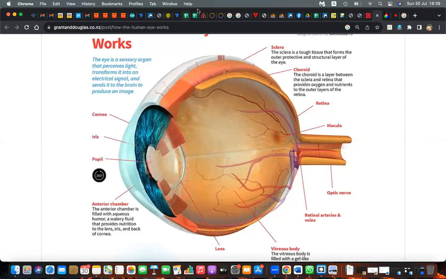When you see far away places, what will happen to this iris and the pupil? Will the pupil be small or larger? If you are seeing a longer distance, far away place, will it be larger or smaller? Larger. Okay, when you see an object in a very close place, will it be larger or smaller? Small.